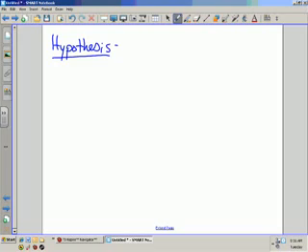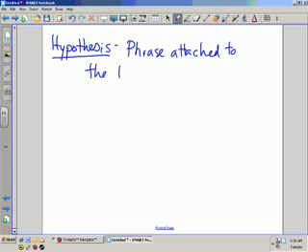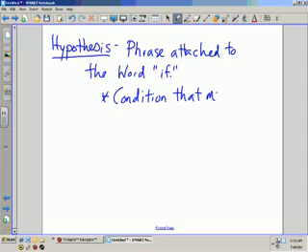Hypothesis. This is the phrase attached to the word if. It is the condition that must be met. So unless the hypothesis is taken care of, the rest of the sentence is kind of null and void.